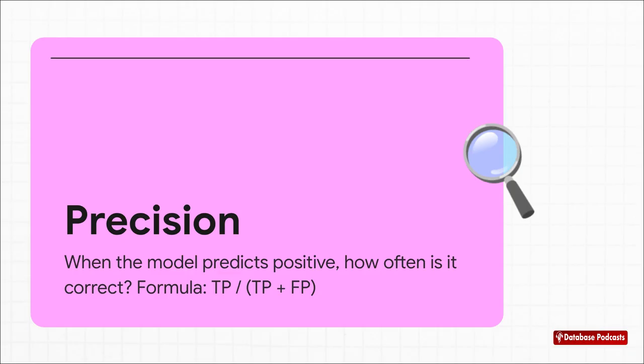Precision answers a very specific question. When my model flags something as positive, when it raises an alarm, how often is it actually right? Think of it as a measure of quality. High precision means fewer false alarms.